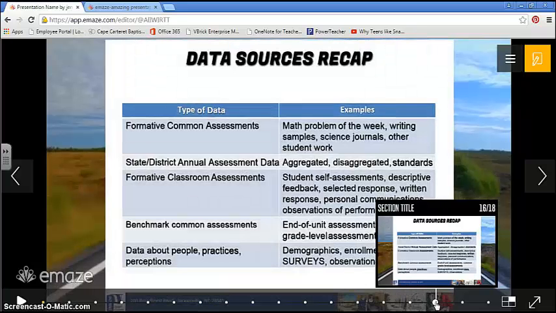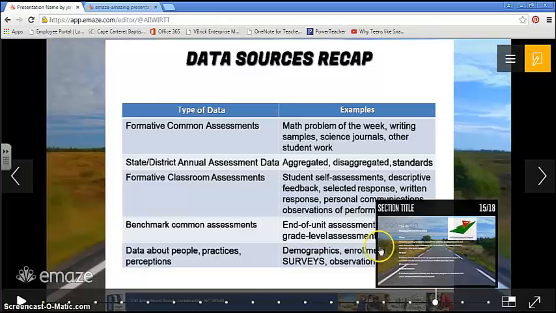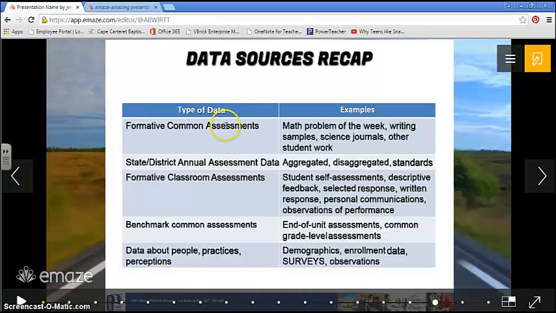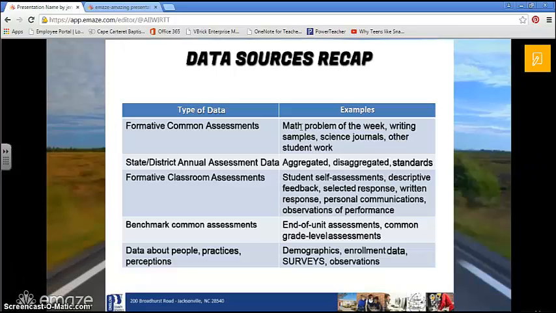Okay, let's recap all of the sources that we have available to us where we can collect data for our students that is going to help us to better serve all of our students. So this year we've really dived into common assessments, and the examples of it here are things that we've tried to talk with you about. It can be a math problem of the week, writing samples, science journals, other student work. It doesn't have to be here's a test that is going to take an entire class period. It's just a snapshot. Do they know it or do they not know it?